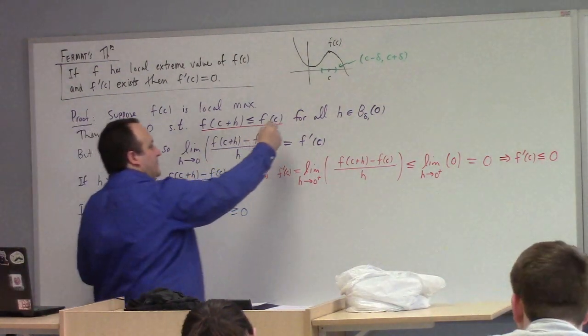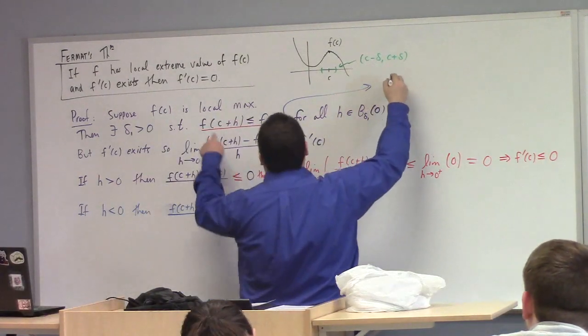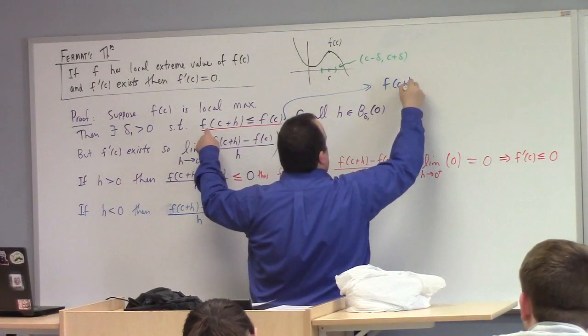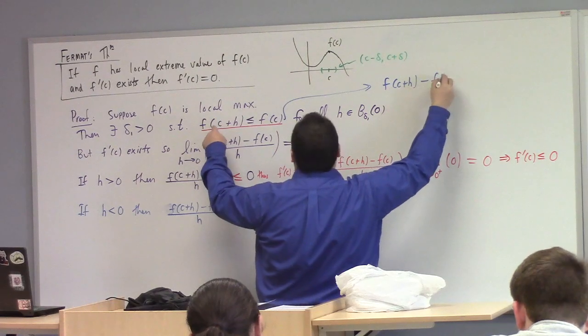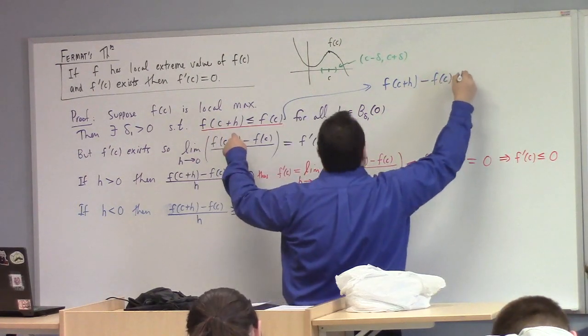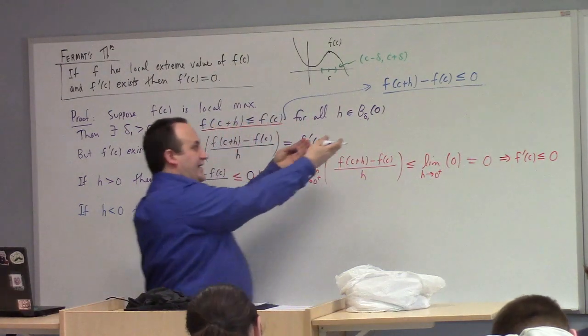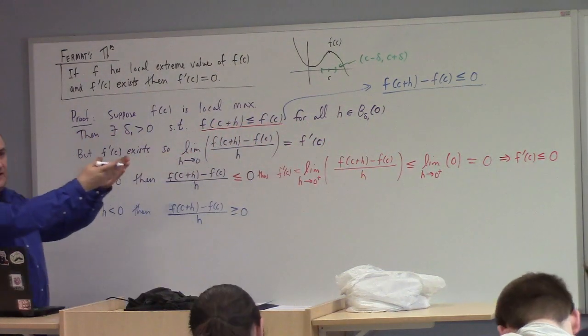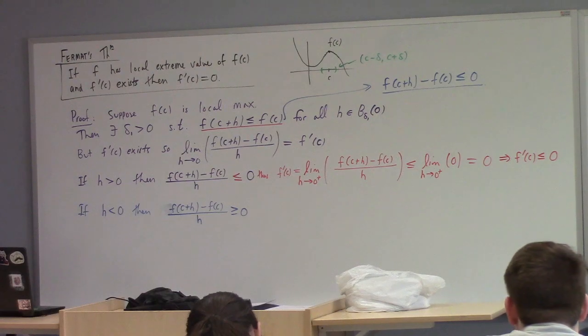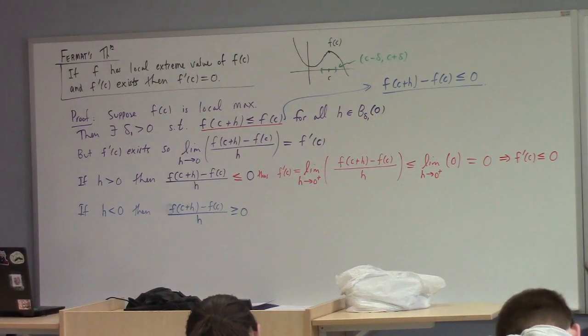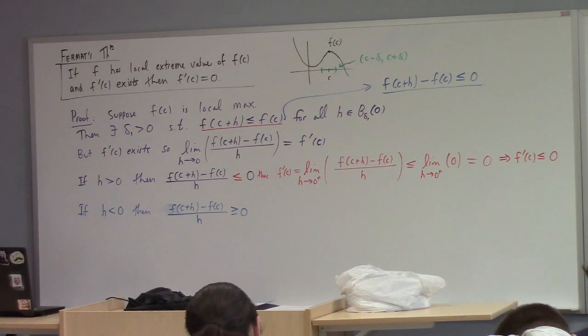To be clear, I'm just using this over here as equivalent to f of c plus h minus f of c. I wish I'd written that out. My bad. It would have been good for me to write this explicitly earlier in the proof because I'm using that. Okay, that is what we have since f of c is a local maximum.